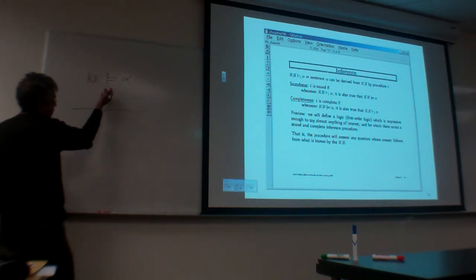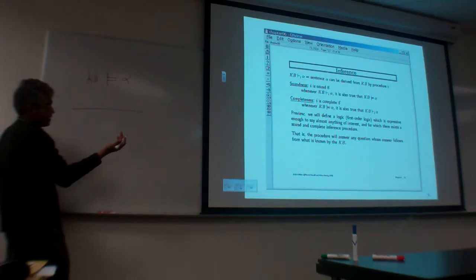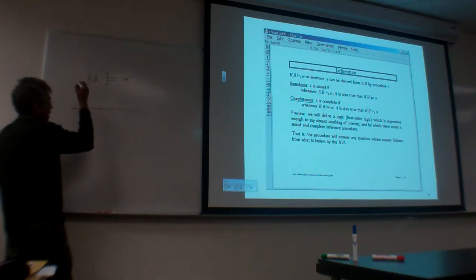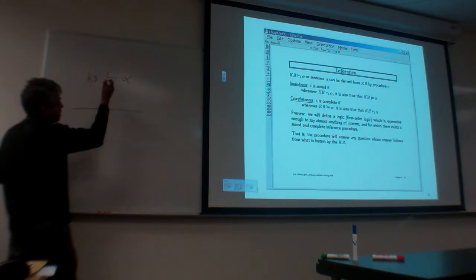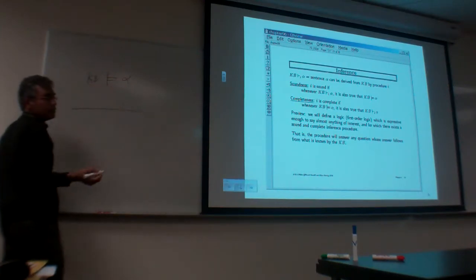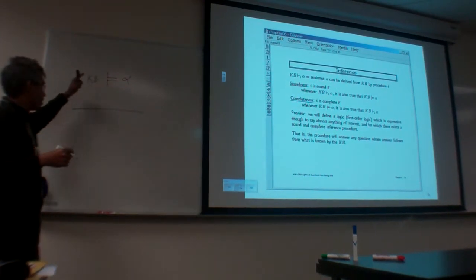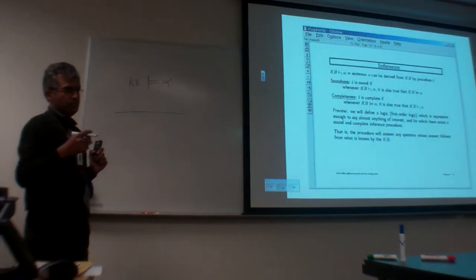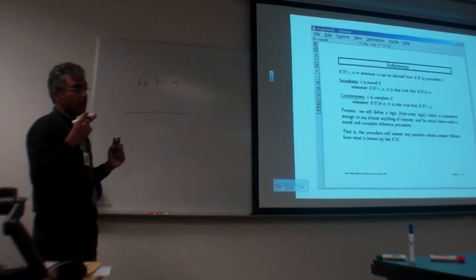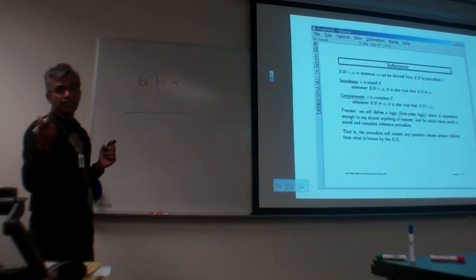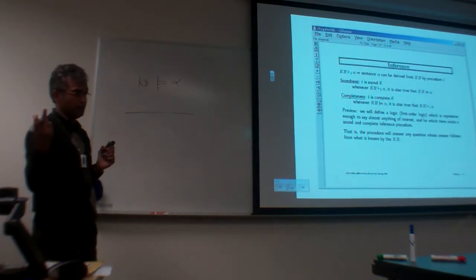The way to compute this, of course, is to directly use the definition. As I said, the entailment definition is that any world which is a model of KB is a model of alpha. So find all the models of KB and see that in each of those models alpha is true. That means a model of this is also a model of this. That's pretty much what we were doing using truth tables last class for propositional logic.